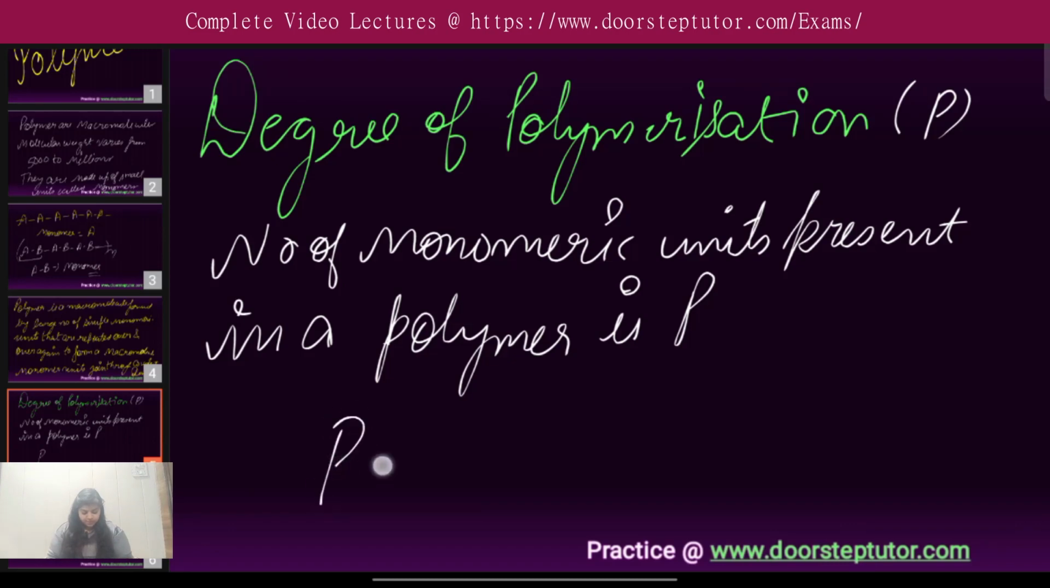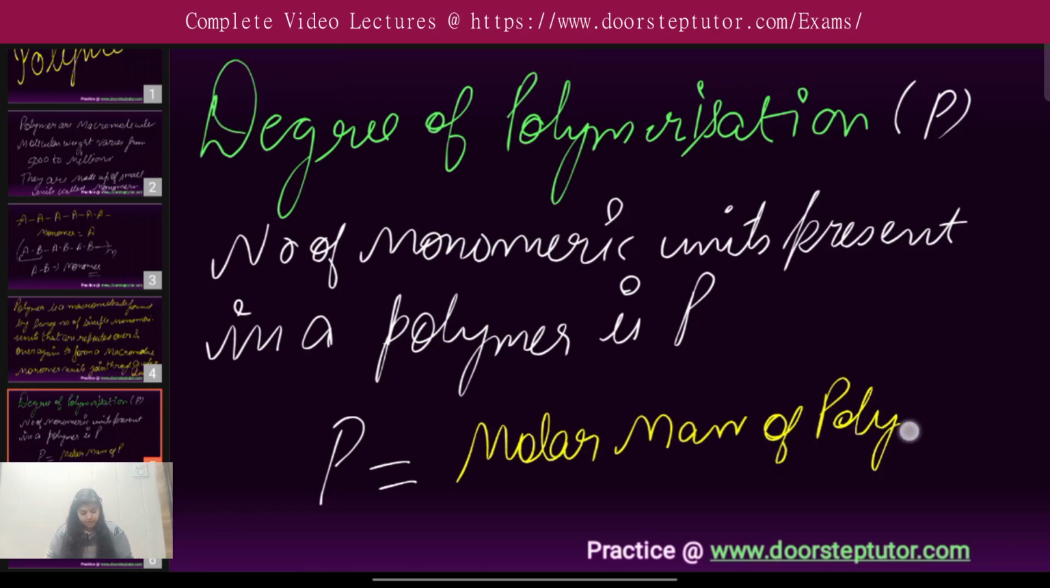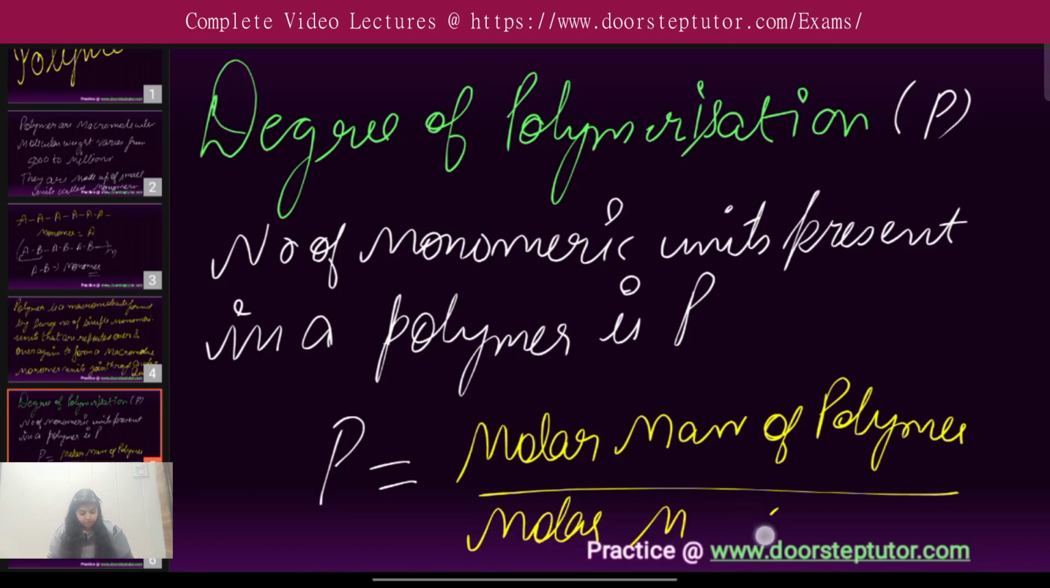Okay, now how can this degree of polymerization be calculated? It can be calculated as the ratio of the molar mass of the complete polymer upon the molar mass of the monomeric unit. So here degree of polymerization will be the molar mass of our polymer, that means the large chain, that big complete unit which you are having, upon the molar mass of the monomer.